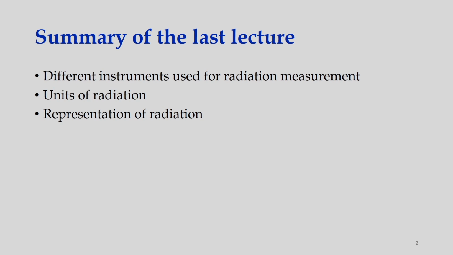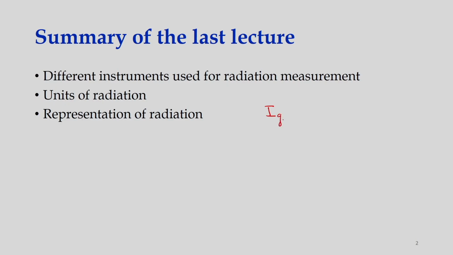For measurement of normal radiation, we have to use a pyrheliometer, and for measurement of global and diffuse radiation, we have to use a pyranometer, and for measurement of duration of brightness of the sun, we have to use a sunshine recorder. So these three instruments are very important for measurement of radiation parameters. Also we have studied the different units like Langley, and watt per meter square.